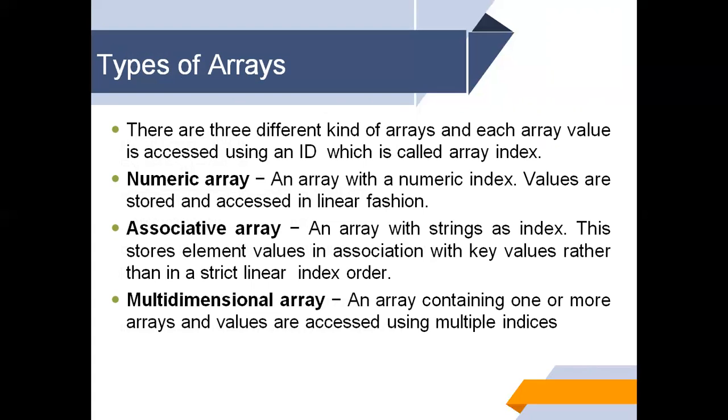Now coming to types of arrays, there are three different kinds of array, and each array value is accessed using an ID which is called the array index. So first is the numeric array: an array with the numeric index, where values are stored and accessed in linear fashion. In case of associative array, it is an array with strings as index. This stores element value in association with key values rather than in a strict linear order. So you can put the string as an index. We will see examples in the future slides.